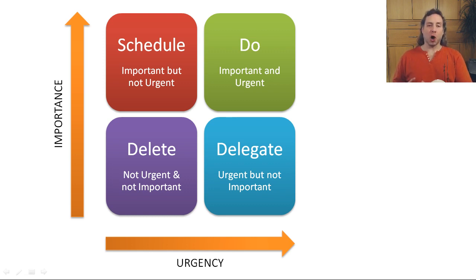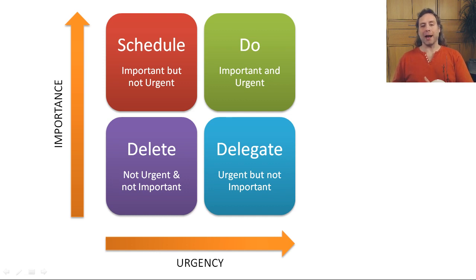On the top left, these are tasks that are important but not urgent. These are things that you can schedule for later. They don't need to be done right now, but they do need to be done. So you schedule them for later.